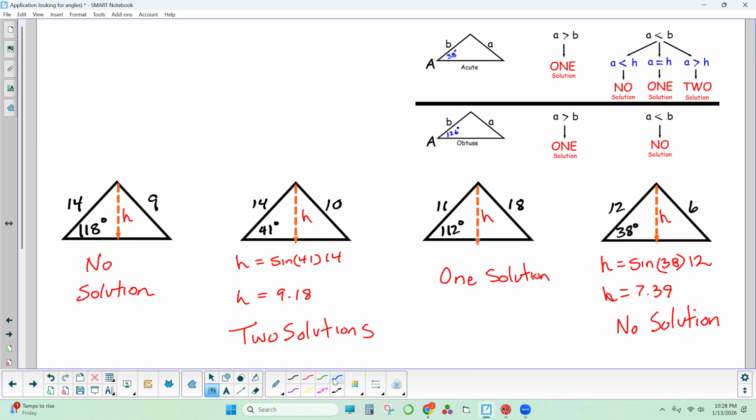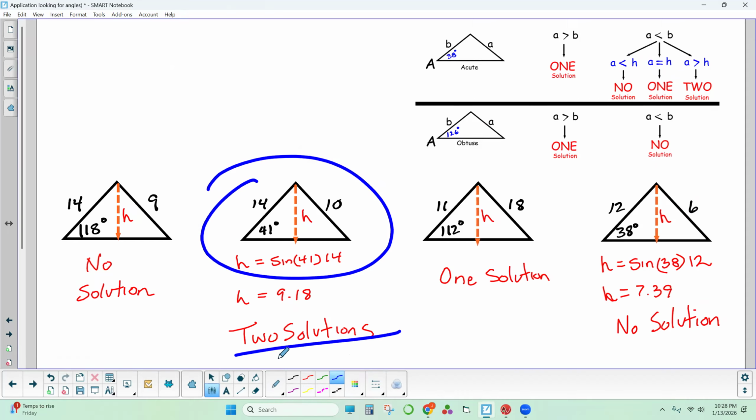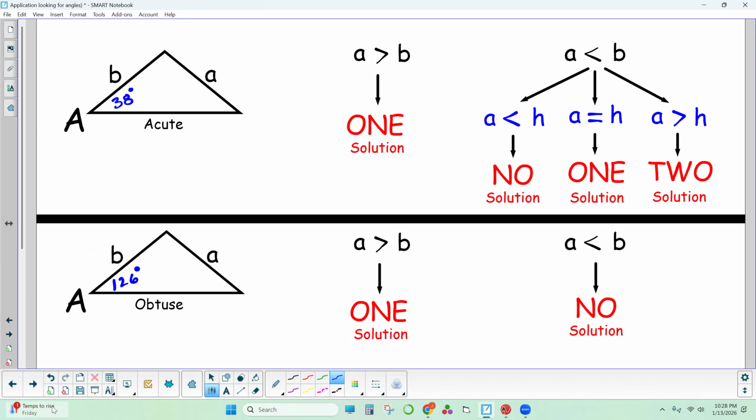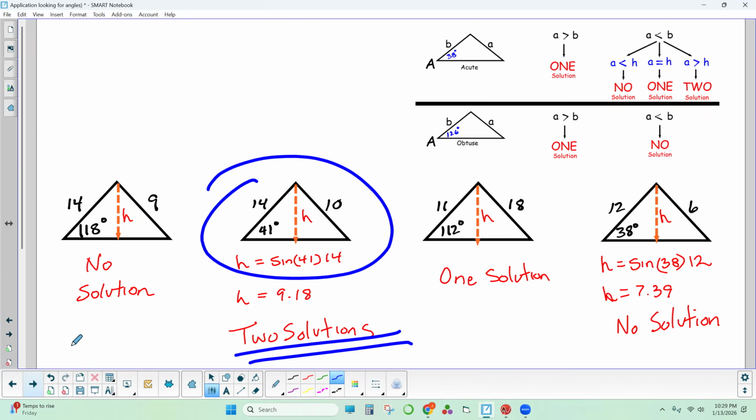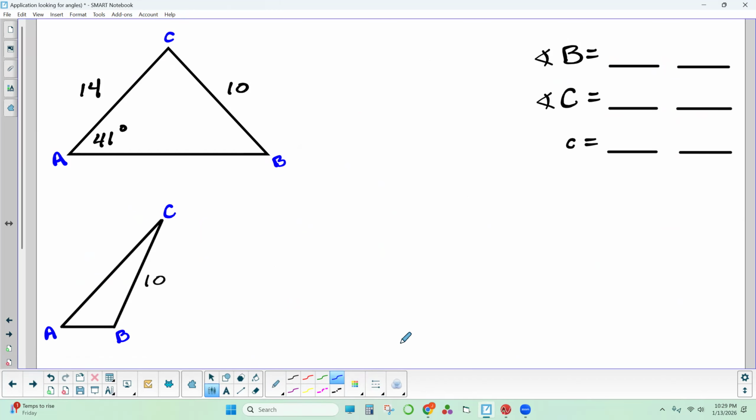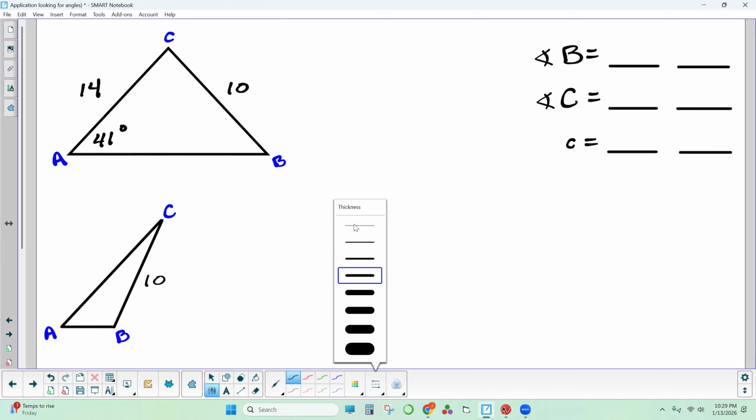So what we're going to do is I'm going to use this example, and we're going to solve for our two solutions. That is our acute triangle and our obtuse triangle. So I've brought this over here for us. This is just the same one I was just looking at. We've determined we have two solutions. So now we're going to go ahead and find those. So let's get started here.